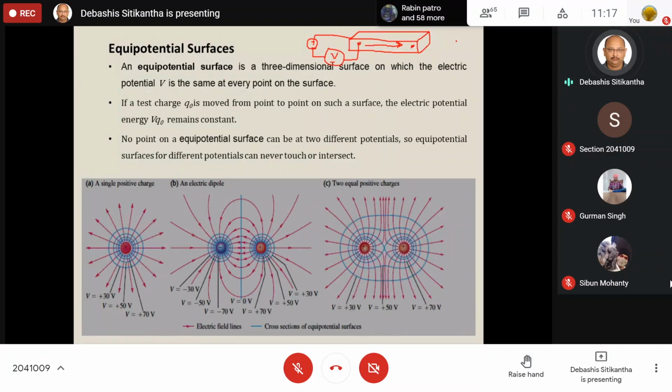So at least we can say that if I am having a conductor and all the points on the conductor or on the metal or any surface are at the same potential, then we call it an equipotential surface. And remember, your equipotential surface is a three-dimensional surface and it is not two-dimensional.